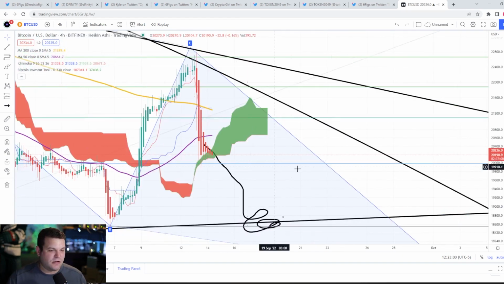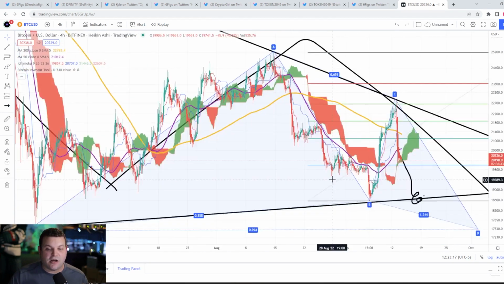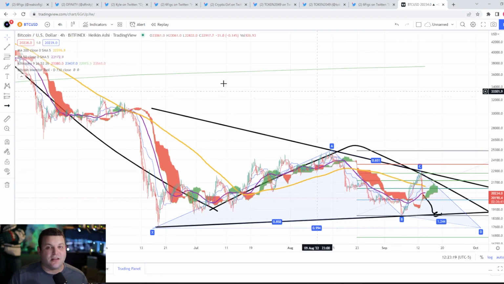right now on this 4-hour chart, here's my guess. We've got a symmetrical triangle off a bear leg. This is usually an indication that we are going to see price continue to the downside. So if we break this $18,600-ish level, prepare to possibly be going a little bit lower.